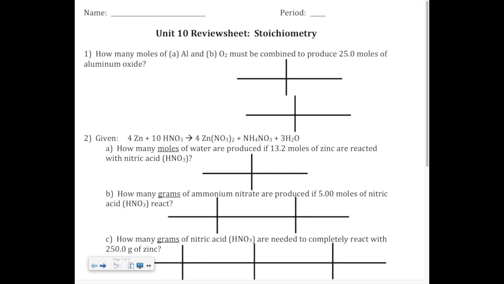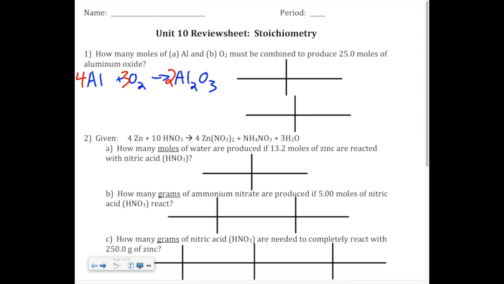So, number one, how many moles of A, aluminum, and B, oxygen must be combined to produce 25 moles of aluminum oxide? Well, the first step is to start with the equation. So I have aluminum and oxygen will create aluminum oxide, Al2O3. I need to balance this by adding in my coefficients. So this one is a 4, this one is a 3, and this one's going to be a 2.